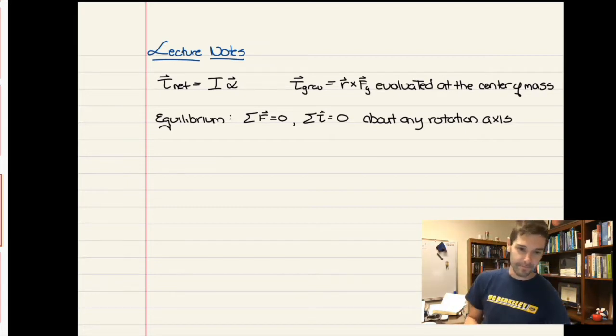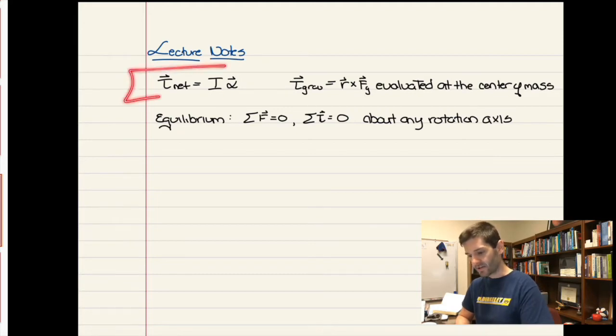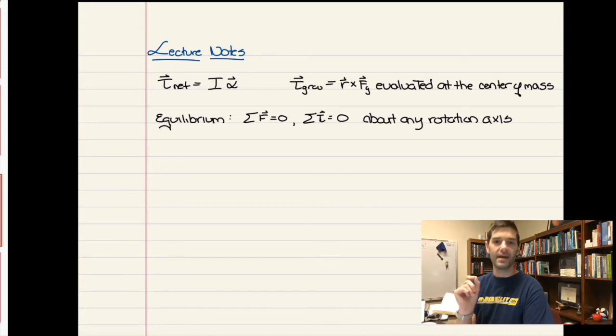To review, we're playing around with Newton's second law for rotation, that the net torque on an object equals the rotational inertia times its angular acceleration. Torque plays the role of force, rotational inertia plays the role of mass, and angular acceleration plays the role of acceleration with rotation. This is defined. This expression is true for any rotation axis you define.